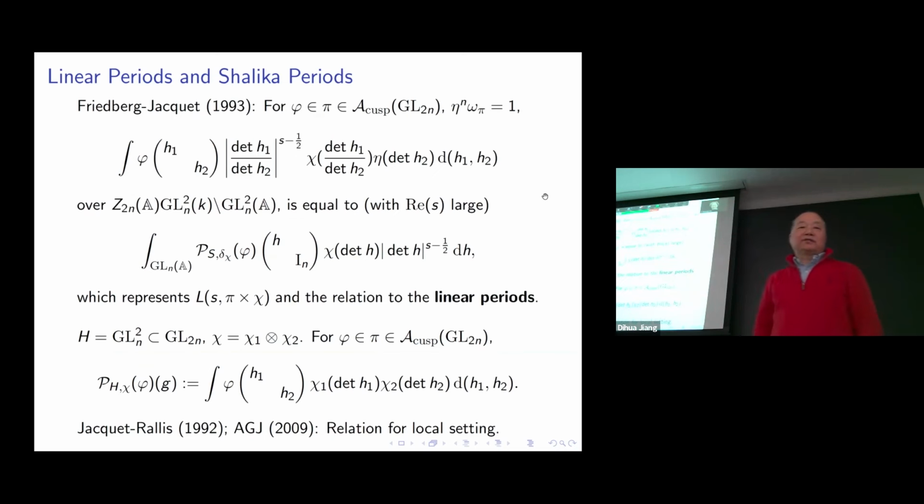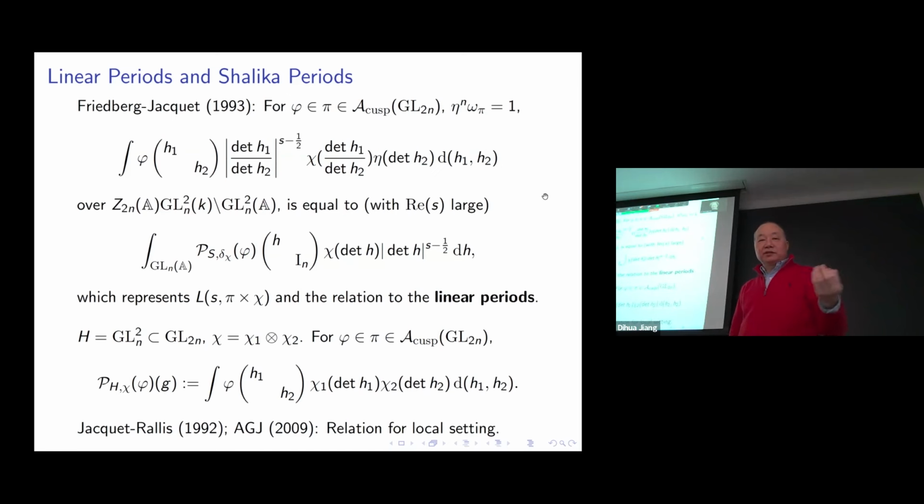Okay, and then the Friedberg and Jacquet 1993 paper is the first time to use this Shalika period to construct a different L function. So he introduced this integral, where H1, H2 are both GLN, like a Levi, right? So this is the so-called linear period.